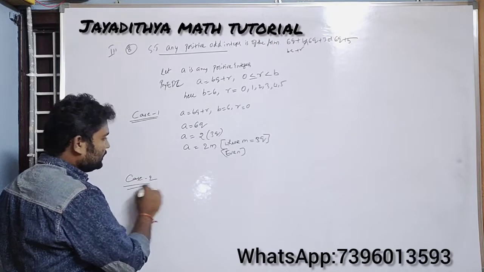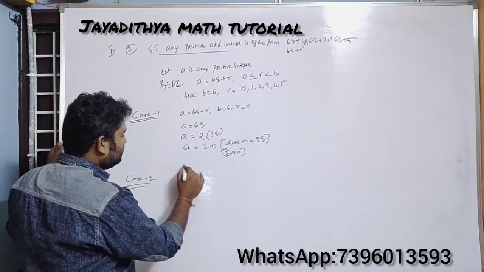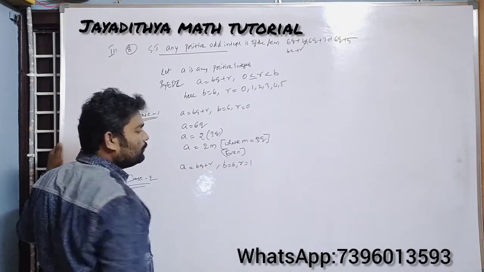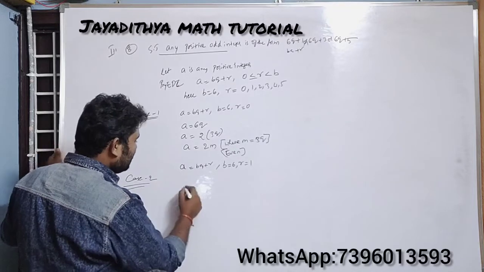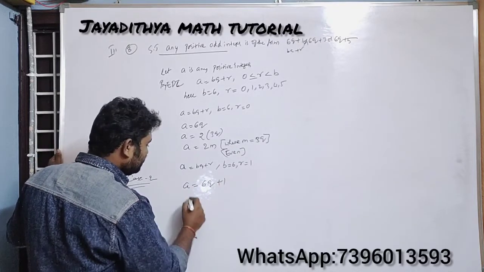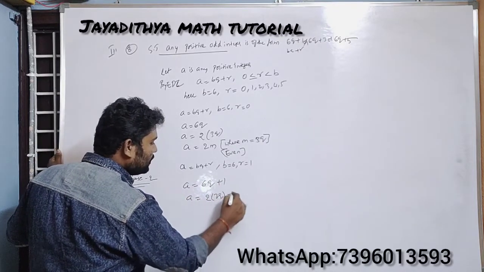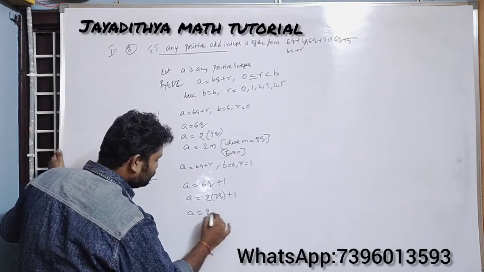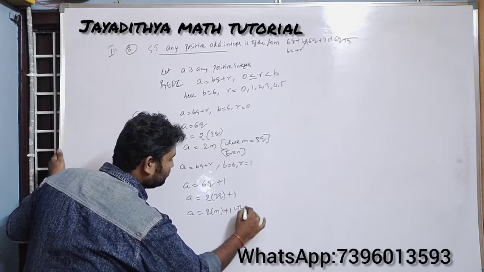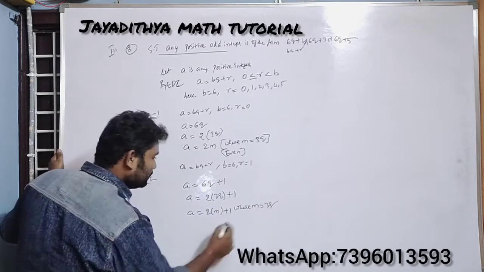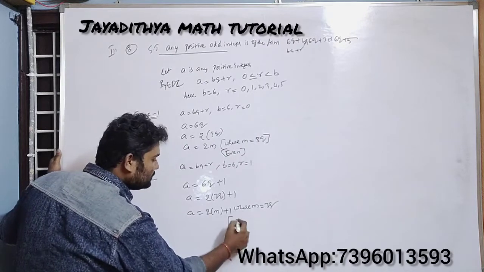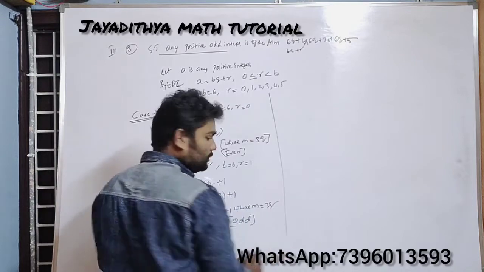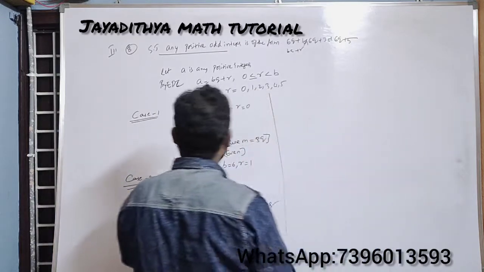Let us go for case 2 now. Case 2 means here a is equal to bq plus r. You take b is equal to 6 and r is equal to 1. So what happens here? a is equal to 6q plus 1. So you can write this as 2 into 3q plus 1. Now I have plus 1, so I can write it as 2m plus 1. So this becomes 2m plus 1, where m is equal to 3q. And this is in the form of 2m plus 1. So what happens to this one? This is nothing but an odd number. Similarly, go for the next one. Case 3.